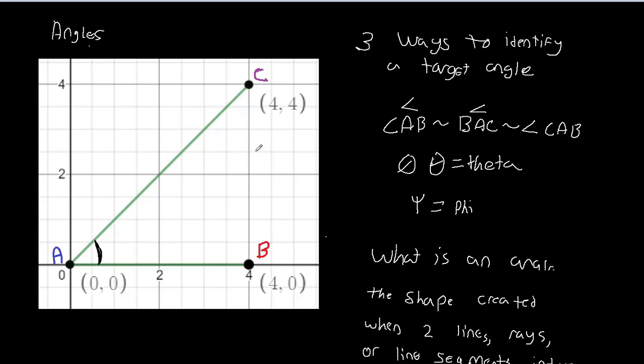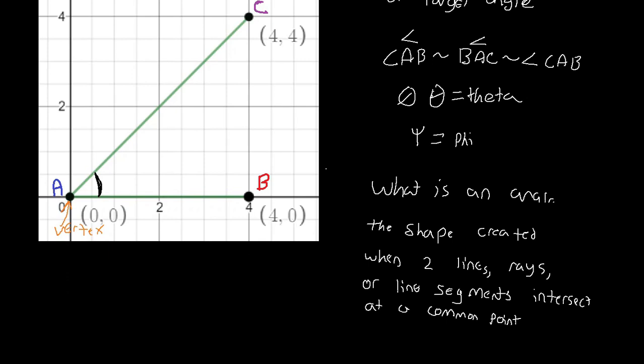So now I want to talk about three key terms that we're going to see often when we talk about angles. The first is the vertex. I'm going to use some different colors here. Green. Okay. So the first thing we're going to talk about is the vertex.